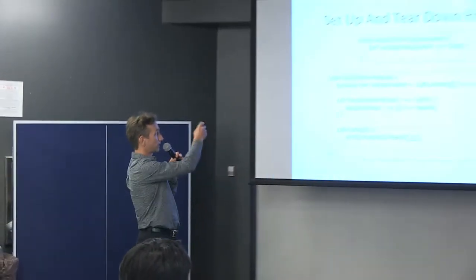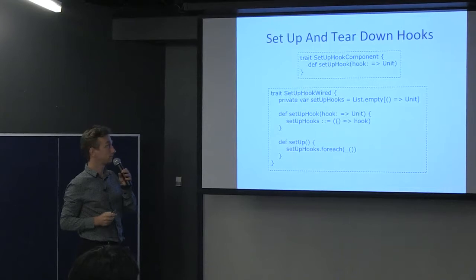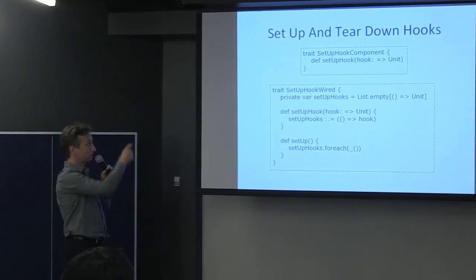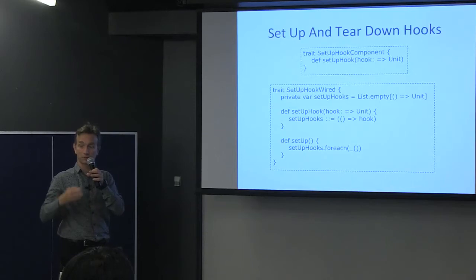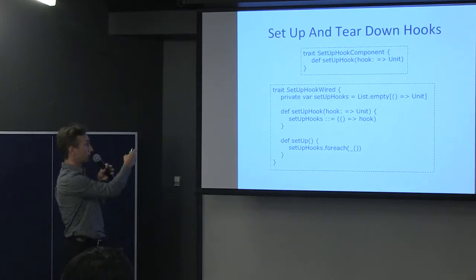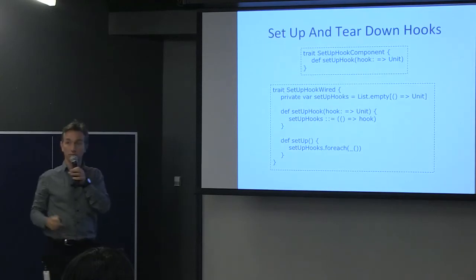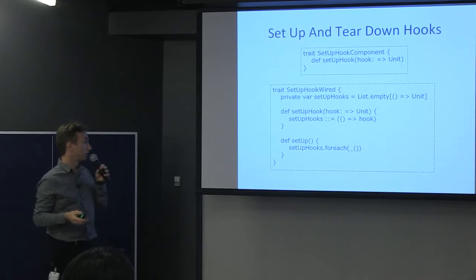So we've got a setup hook component, and it's got an access point called setup hook. That's good. But it takes a method, which is essentially a call by name. That's a piece of code, the piece of code you want to run when you set up. And there's the actual setup hook wired. Remember, that's the implementation plus the wiring all in one.